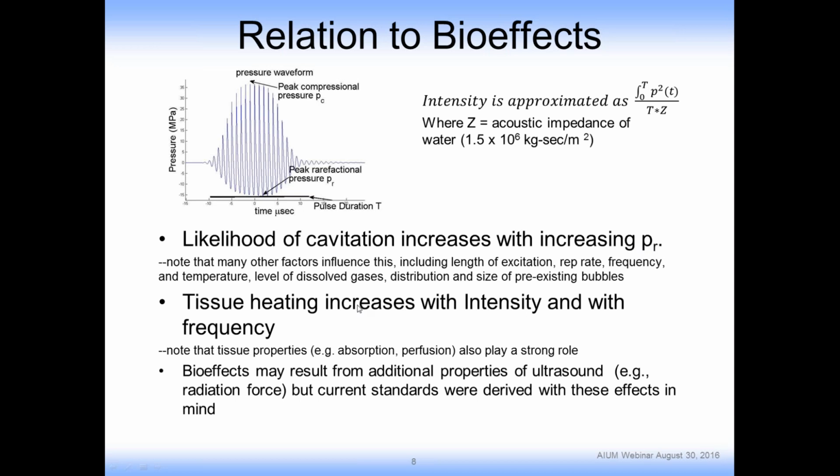The other bioeffect typically of concern is tissue heating. That increases with the intensity as well as with frequency. Again, there are other tissue properties that are important, the particular absorption, perfusion, conduction, etc. But in terms of the underlying waveforms, it's typically intensity that is measured in order to get a handle on potential for tissue heating. I should mention that there continues to be research on other potential bioeffects, for example, radiation force, but the current standards were derived with these effects in mind, that are the effects that are mentioned here.